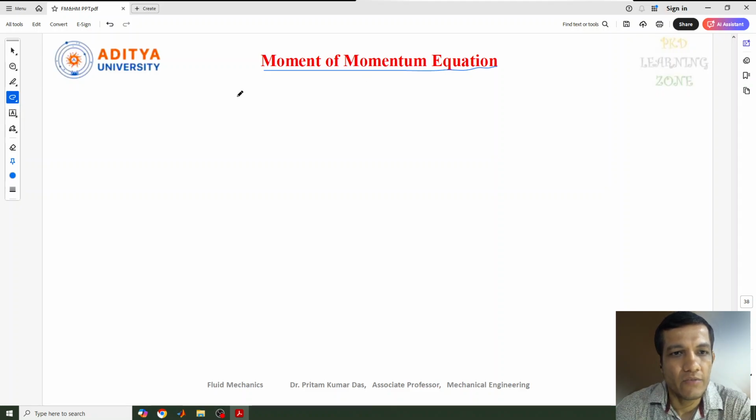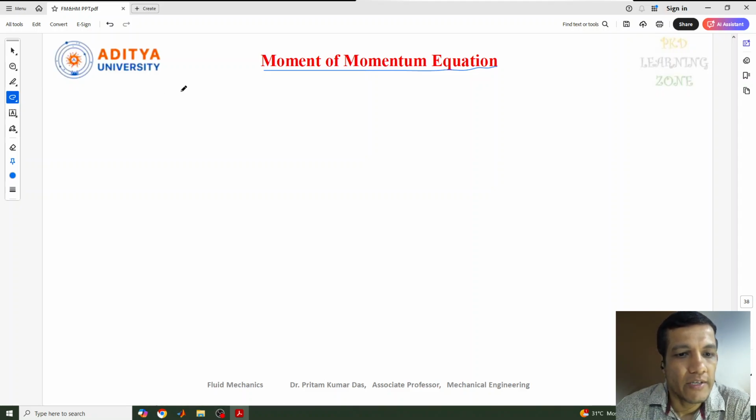If you have seen the previous video, you will understand what momentum is and how we derived the momentum equation. First, let me remind you of the momentum equation we discussed. The force applied to a fluid is equal to the rate of change of momentum. This equation is derived from the principle of conservation of momentum.